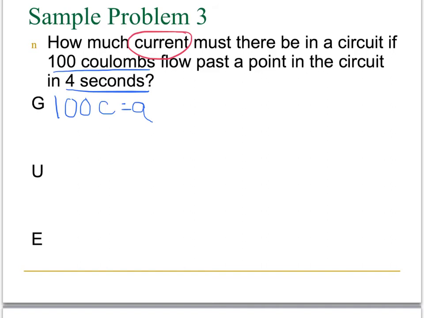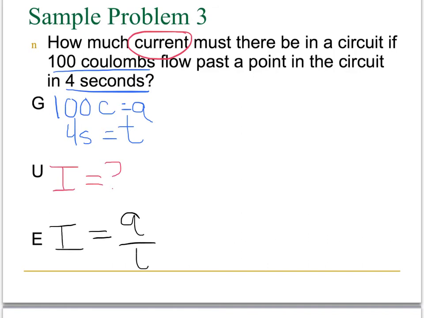And then it says 4 seconds, and we know seconds is our standard unit for time, so that must equal T. The question asks us how much current, and current is symbolized with a capital I, and that's our unknown, so it equals a question mark. Just like the last two problems before, we're going to use the equation I equals Q divided by T.